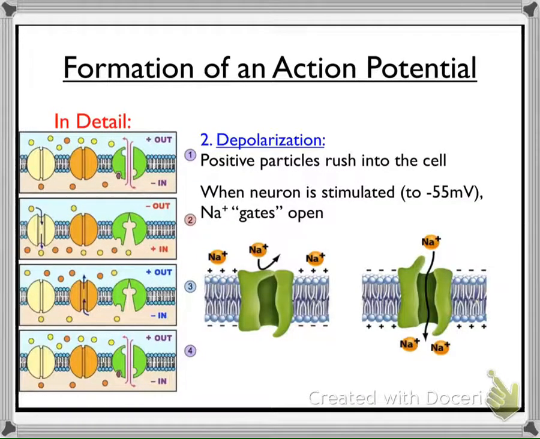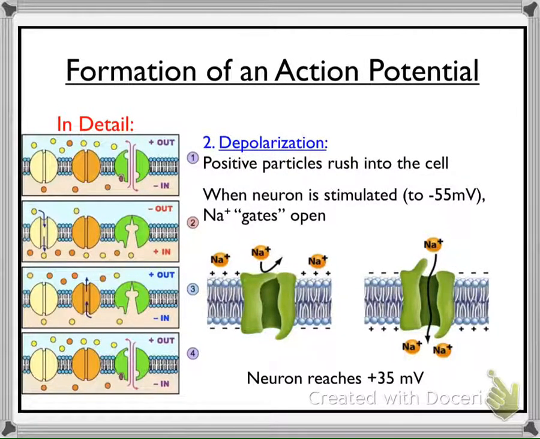And I'll just show you another view of these voltage-gated sodium channels again. And so what we see is that during resting potential, when the inside of the axon is at negative 70 millivolts, the sodium gate is closed. No sodium can get through. But when there's a change in the voltage inside the axon, so when the nerve is stimulated, the gate opens up and sodium is allowed in.